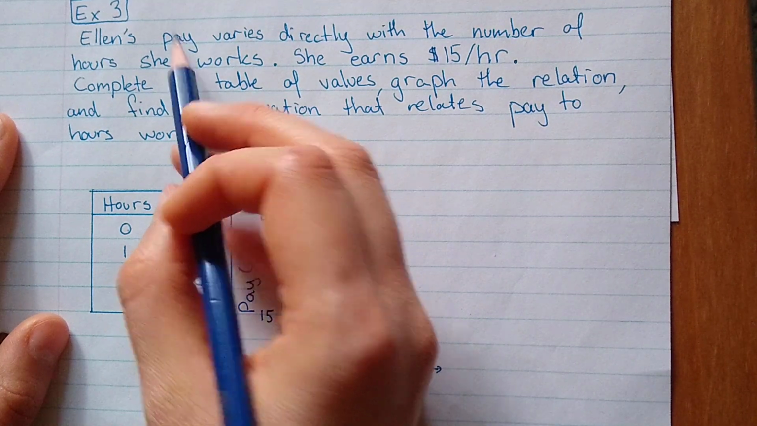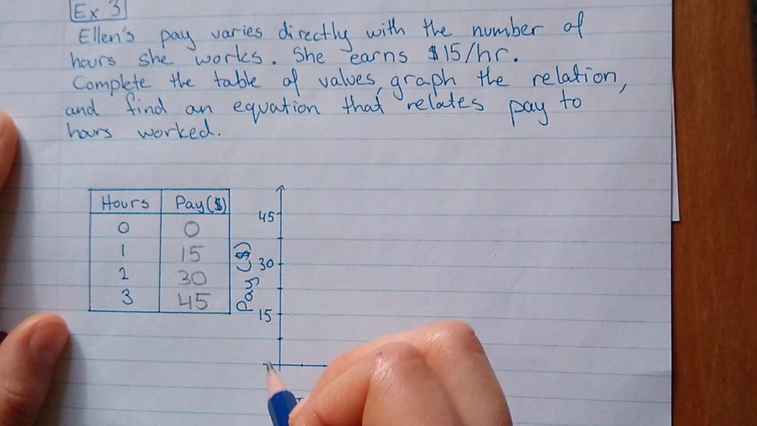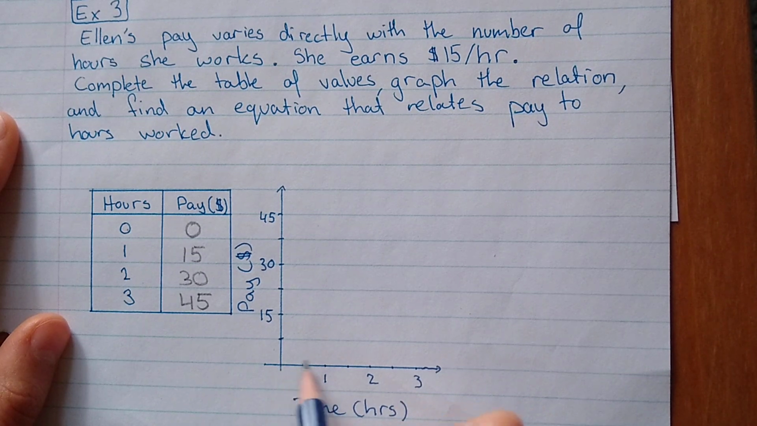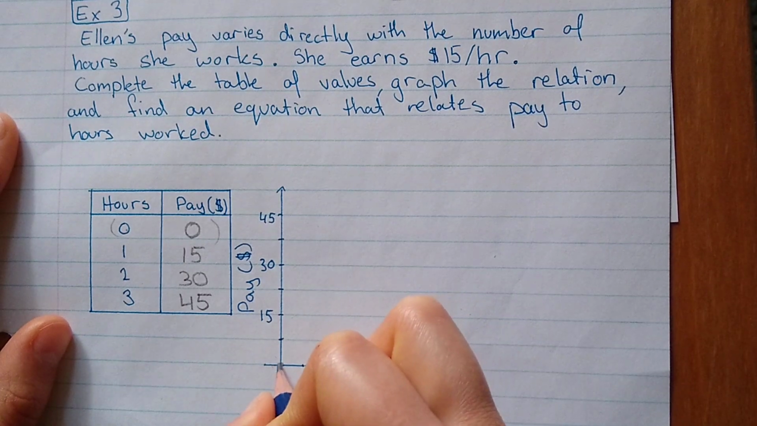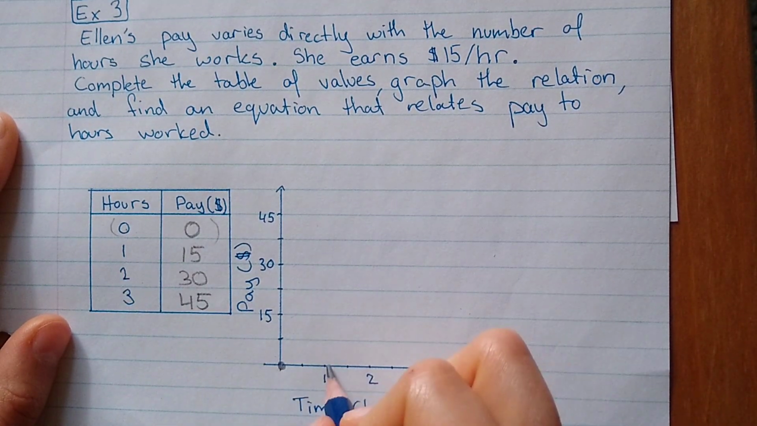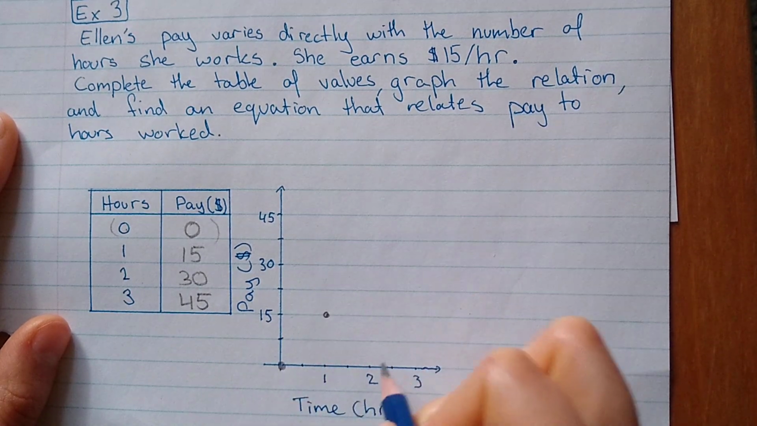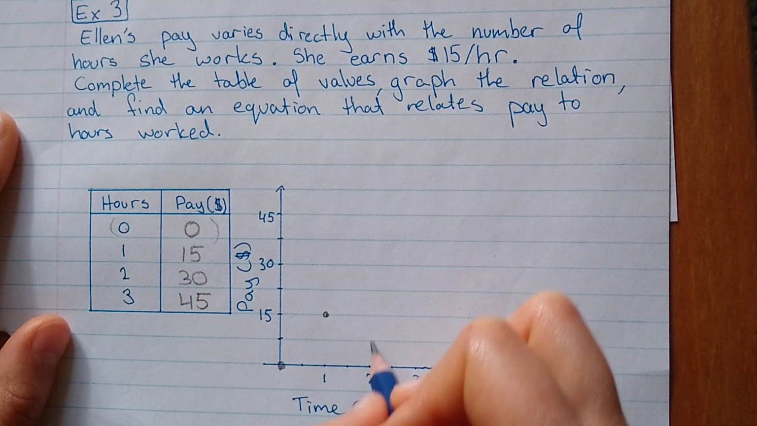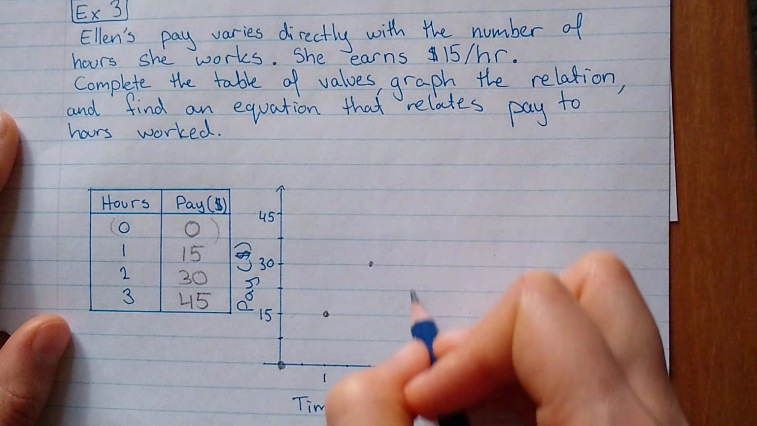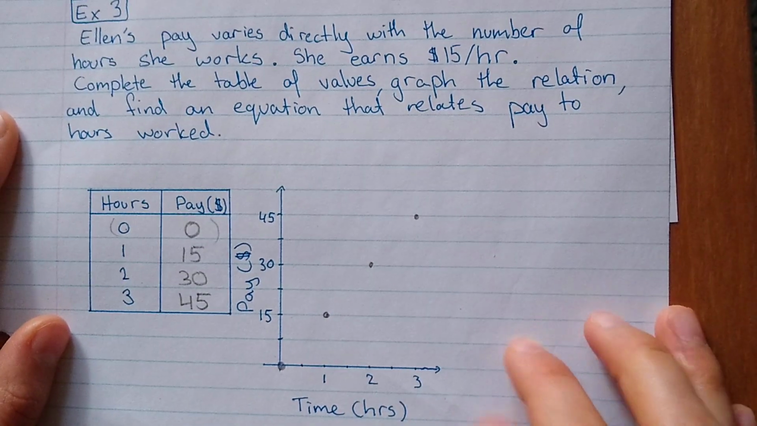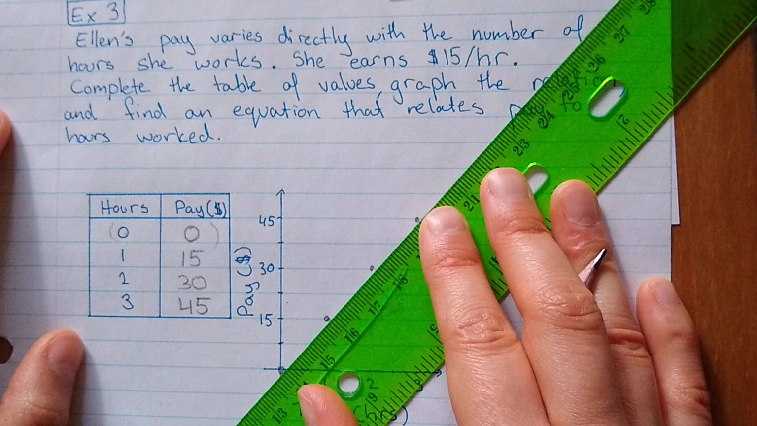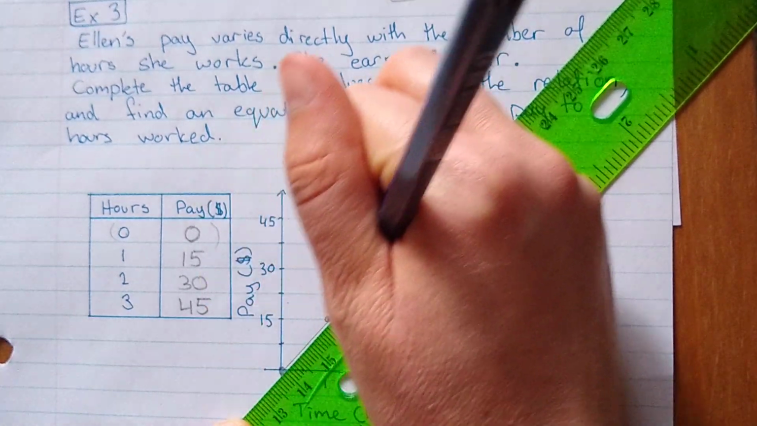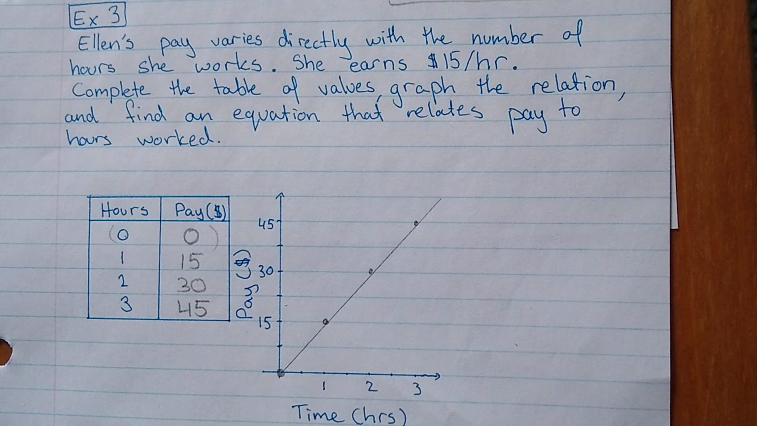Pay, because it's at the beginning, is our dependent. So that will be on this axis here. And hours is our independent, so that'll be on this axis. So we have a point 0, 0. We'll graph it here. We have our point 1, 15, which we can graph here. 2, 30 here, and 3, 45 here. And then you can just take a ruler and join up those points like this. And you'll notice that it's linear. Direct variation is always linear.